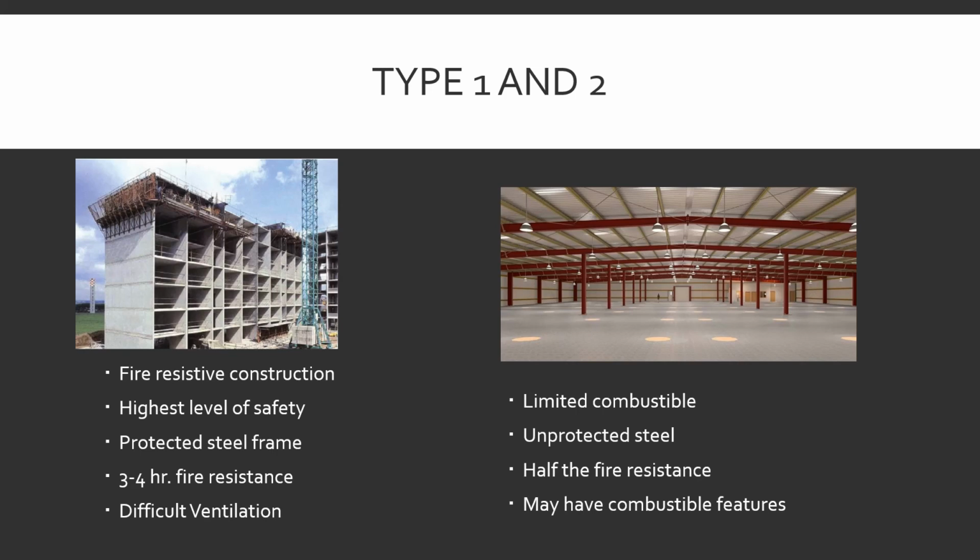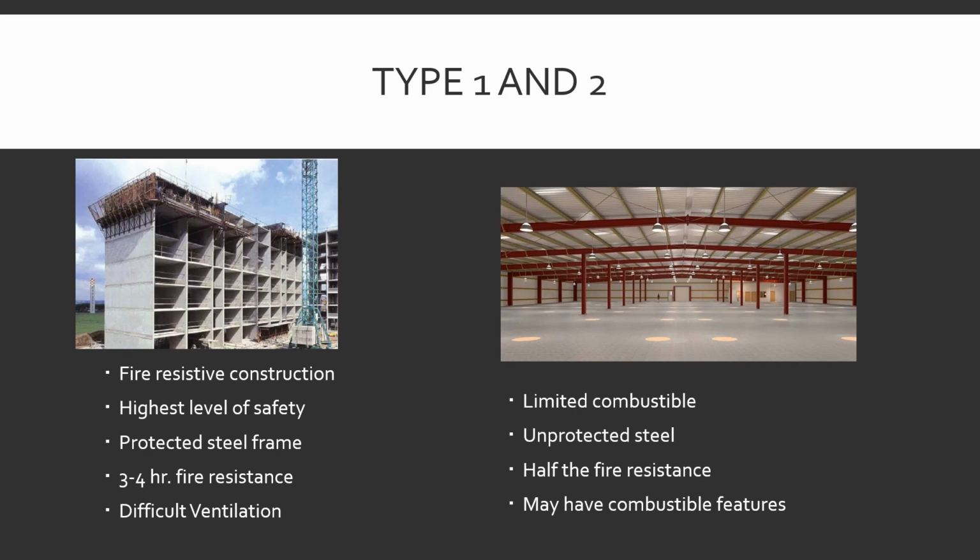These buildings have a minimum of 3 to 4 hours fire resistance, and they can be difficult to ventilate as the roofs are often non-combustible concrete coated steel, and if they have windows, they may be single pane, non-opening, heavy-duty thick windows.